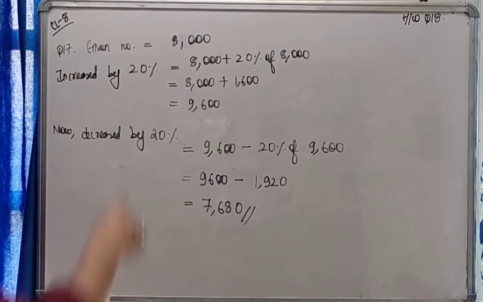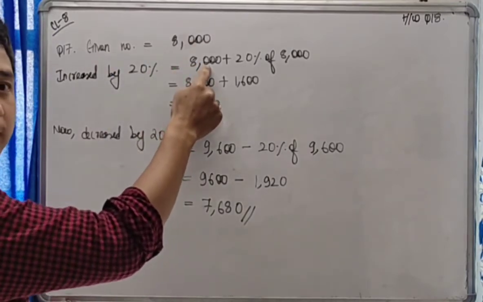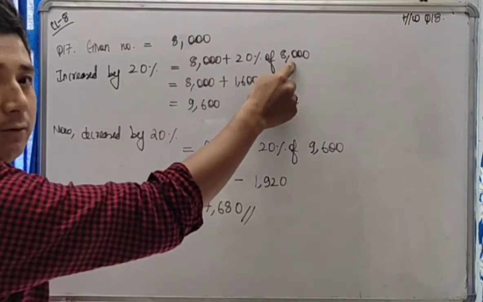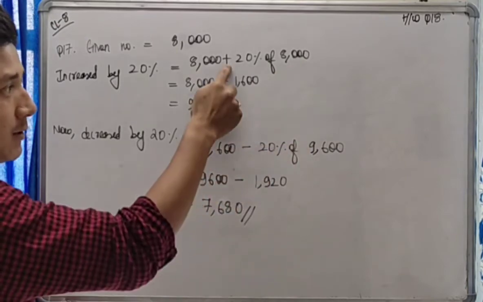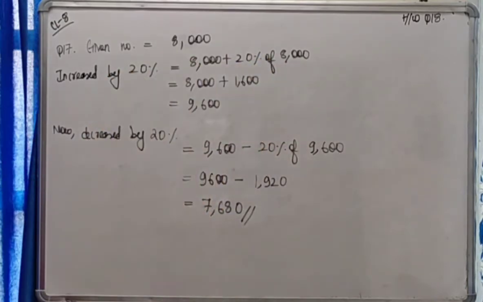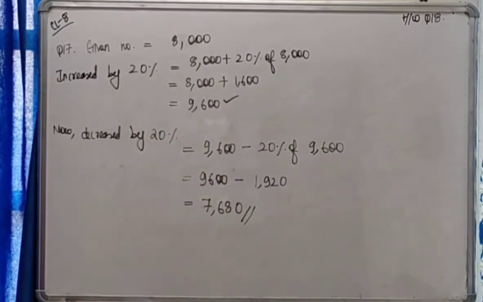Okay, the given number is 8,000. 8,000 is increased by 20%, which means 8,000 plus 20% of 8,000, because increased means plus. Okay, 20% of 8,000 will be 1,600. So the number you will get after addition is 9,600.